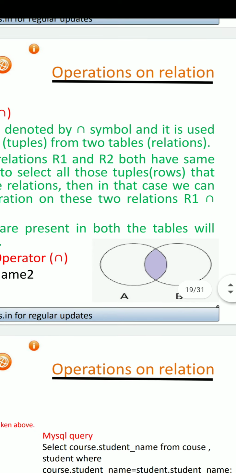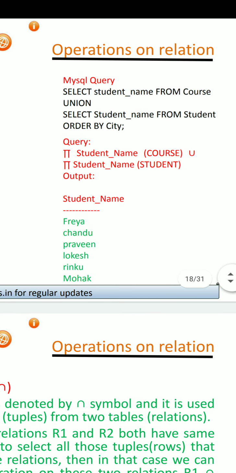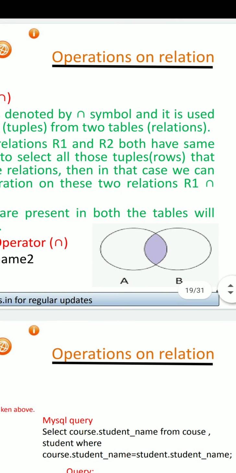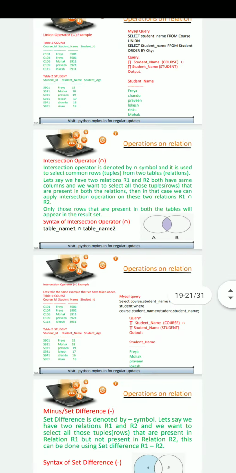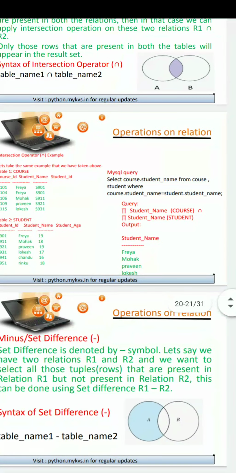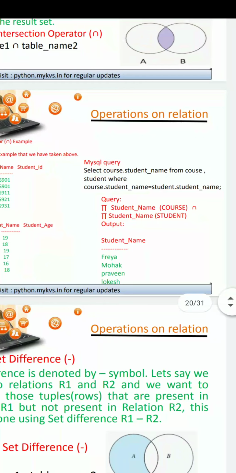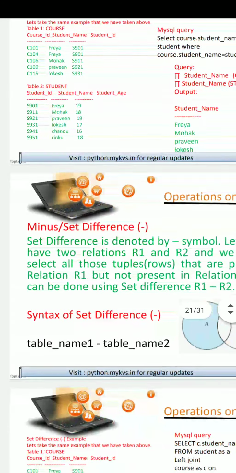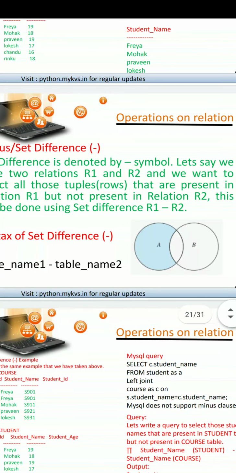So for the union operation there is the keyword union, but for the intersection operation there is no such keyword; you just have to write the equality operator for finding out the value. Okay, now the next one is difference.